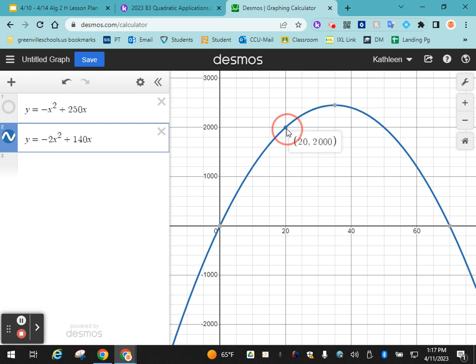But why is the vertex the area this time? The vertex is the area. It is our maximum area we can find with 140 feet of fencing.